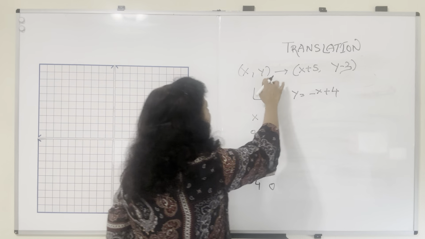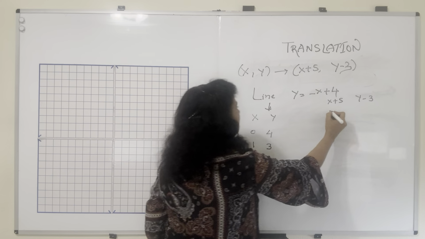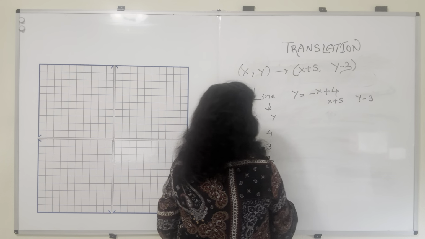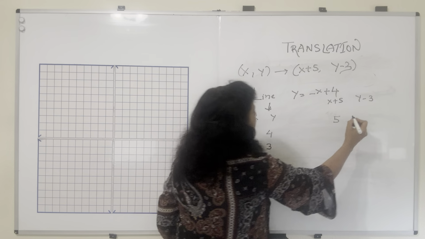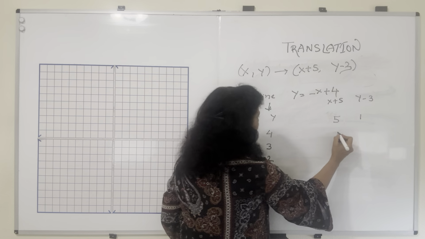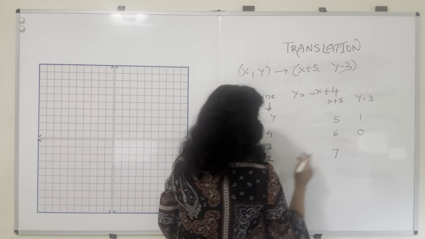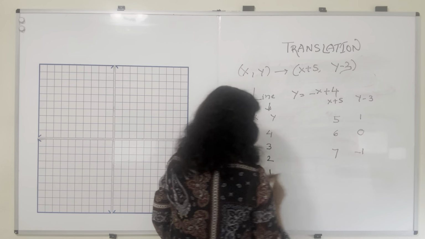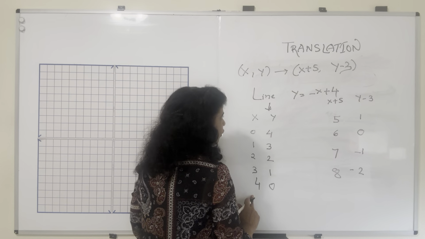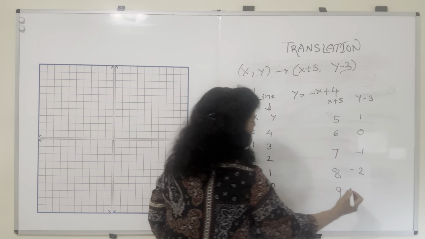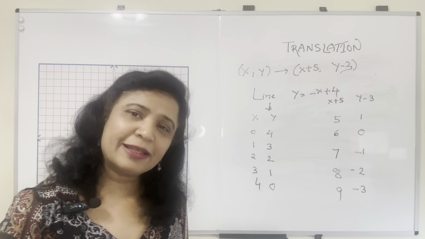And now let's take the points after translation by x plus 5 and y minus 3. So when x is 0, 0 plus 5 is 5, then y minus 3, 4 minus 3 is 1. 1 plus 5 is 6, 3 minus 3 is 0. 2 plus 5 is 7, 2 minus 3 is minus 1. 3 plus 5 is 8, and 1 minus 3 is minus 2. And 4 plus 5 is 9, and 0 minus 3 is minus 3. So now we have two lines and their data points. Let's graph those points.